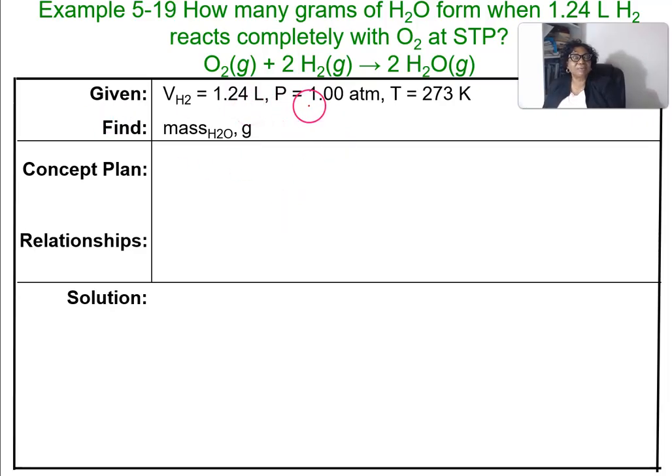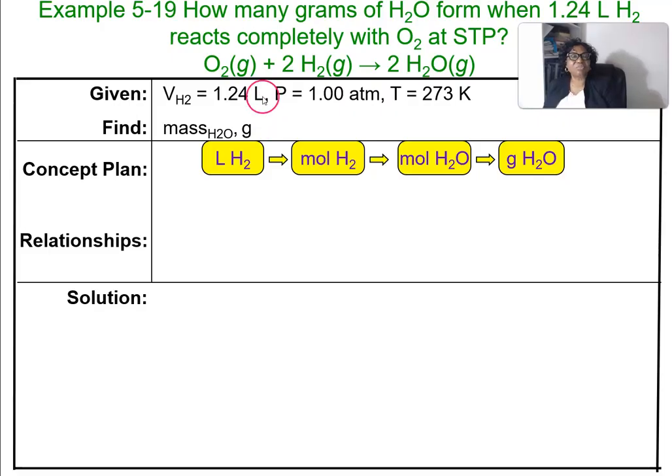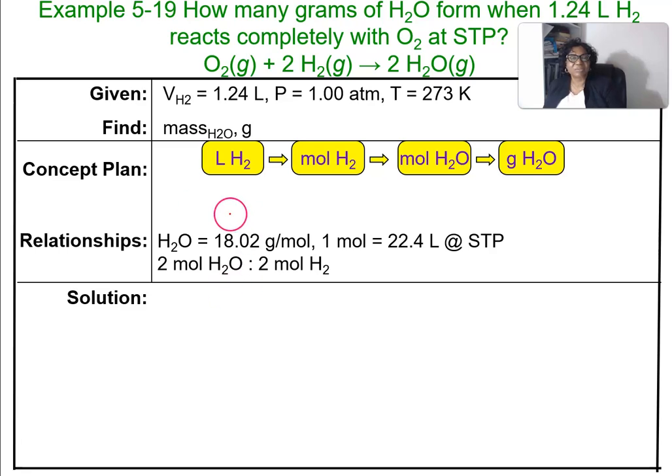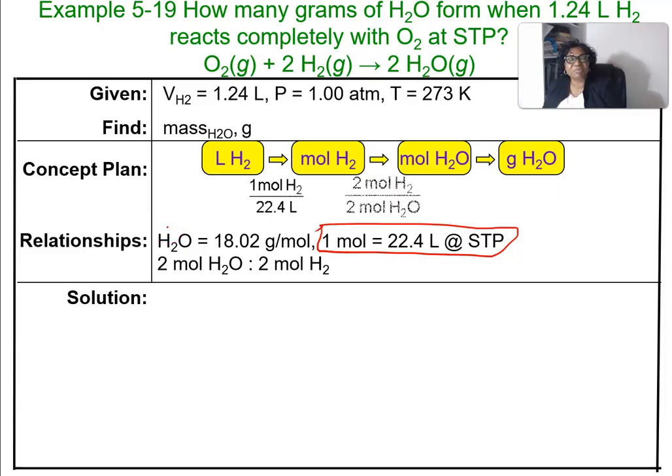Standard pressure is 1 atmosphere. Standard temperature is 273 Kelvin. So we are going to move from volume of hydrogen to moles of hydrogen to moles of water to grams of water. So we have the molar mass, we have the mole ratio, and we have our molar volume at standard temperature and pressure. So you have to know that molar volume. So these are our conversion factors, don't forget.